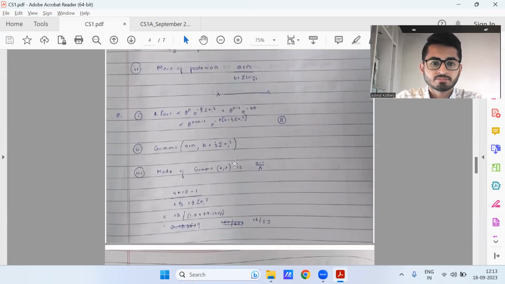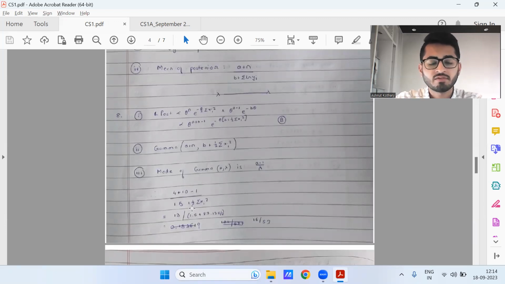Question number 8 again. Part 1 is option B. Part 2, again, it's gamma. Part 3, we need to find the estimate under all-or-nothing loss, which is nothing but the mode, which for a gamma is alpha minus 1 by lambda, if you recall. If not, you can just derive it and get the result.